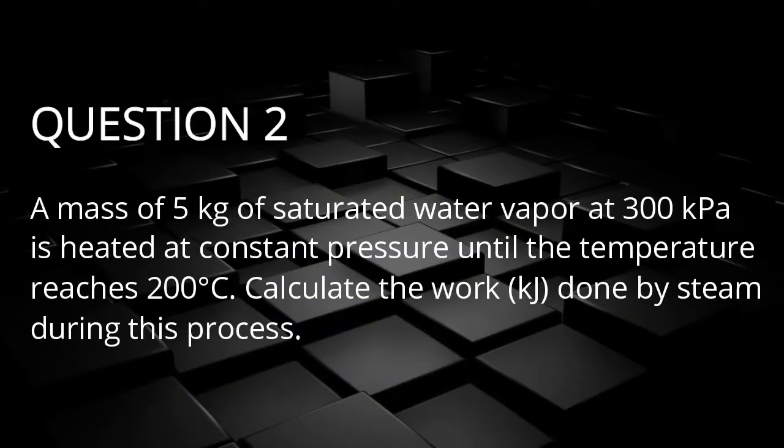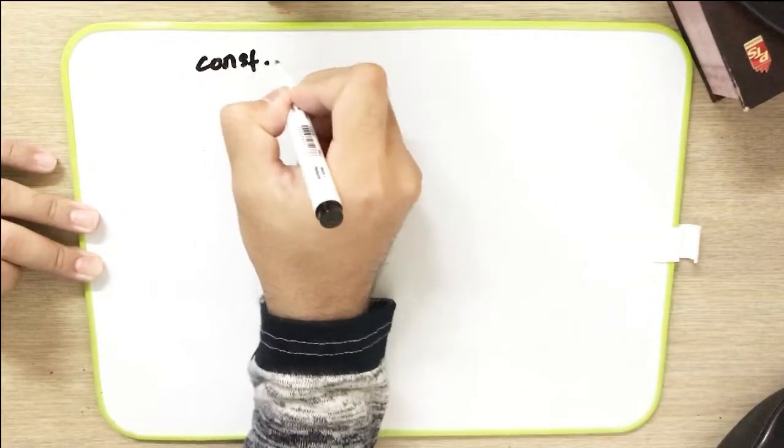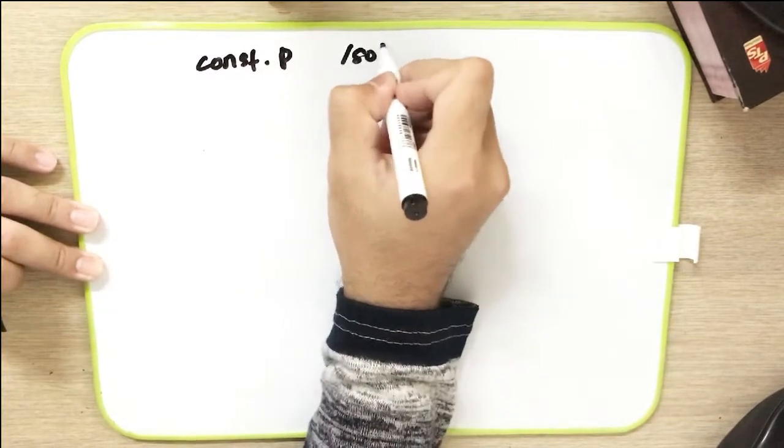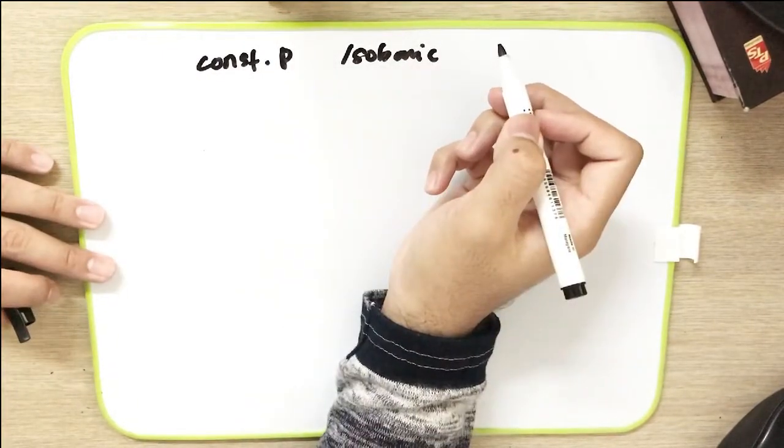Next, question number 2. A mass of 5 kg of saturated water vapor at 300 kilopascal is heated at constant pressure until the temperature reaches 200 degrees C. Calculate the work in kilojoule done by the steam during this process. From the question, we have 5 kg of saturated vapor, which will be heated until the temperature reaches 200 degrees C, but the process happened at constant pressure. So when it is constant pressure, the process is isobaric. So we need to find the work.